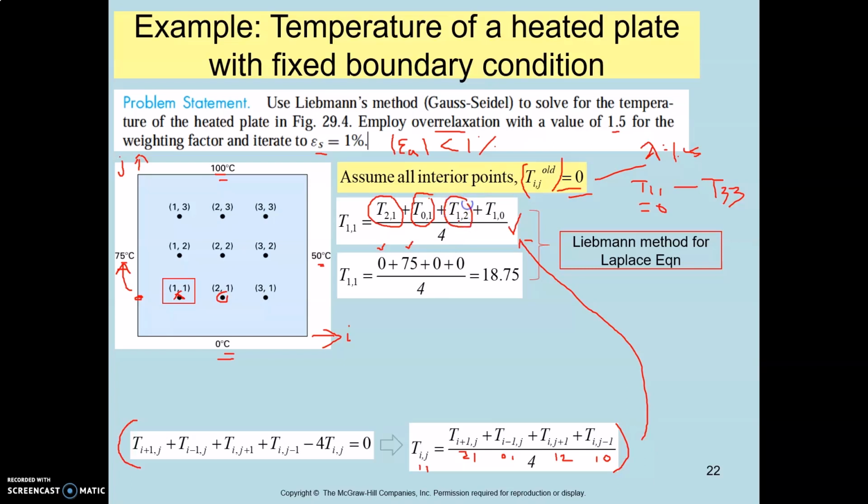We continue with T12, at the top. The temperature is unknown, so it's based on the previous assumed temperature, T12 is equal to 0 here. Next one is T10, which is here. This temperature is equal to the boundary condition here, which is 0. After you substitute, you should be able to obtain 18.75 degrees Celsius.